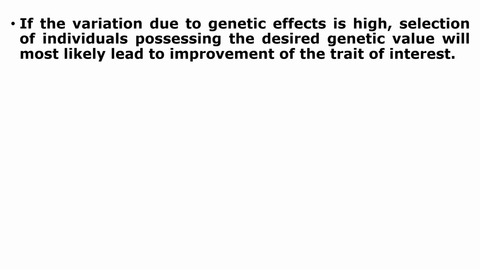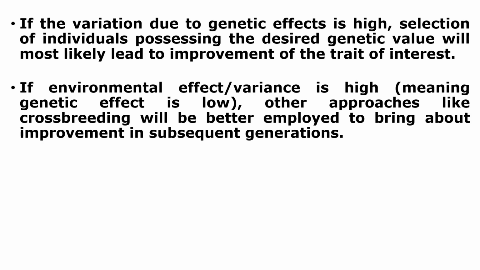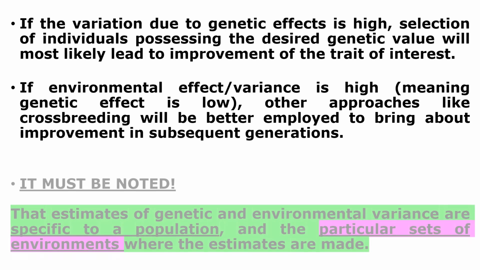If the variation that is due to genetic effect is high, selection of individuals will most likely lead to improvement of the trait of interest. And if the environmental effect is high, and by implication this means that the genetic effect is low, then other approaches like crossbreeding will be better employed to bring about improvement in subsequent generations.